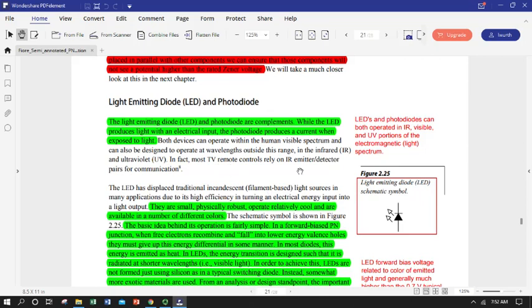Okay, the next flavor of diode is the LED, or light emitting diode, also called a photodiode. These operate in forward bias. If you put them in reverse bias, they don't conduct and they don't light up because there's no current flowing through.